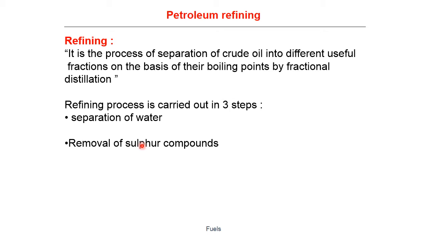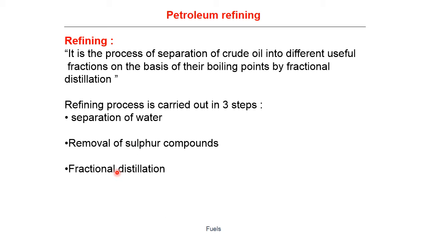The second step is the removal of sulfur compounds. A harmful sulfur compound is also present in the crude oil. We need to separate this harmful sulfur compound from the crude oil, and for that purpose we add copper oxide to the crude oil. The copper oxide reacts with the sulfur compounds and forms a copper sulfide precipitate, and this precipitate is then filtered. After the filtration process, the sulfur compound gets removed from the crude oil.